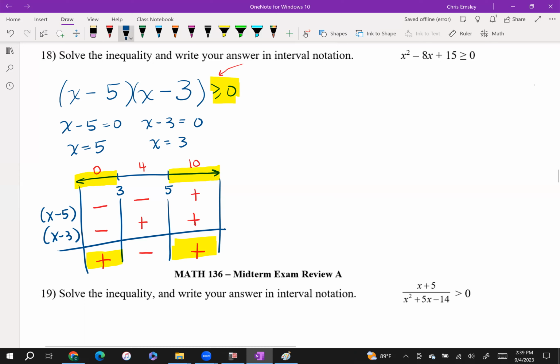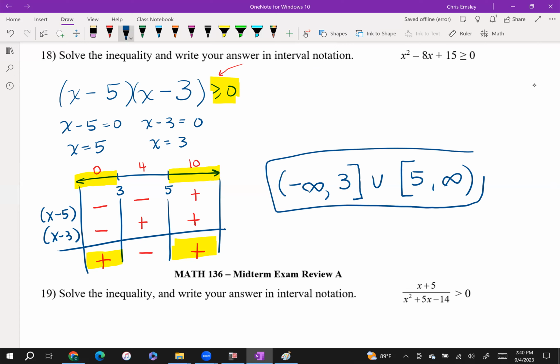So my answer says for x values between negative infinity and 3, and we're going to include that endpoint because it was greater than or equal to, and also x values from positive 5 to infinity, any x value in this range would give us a quadratic function in this case that is greater than or equal to 0. So there's our result.